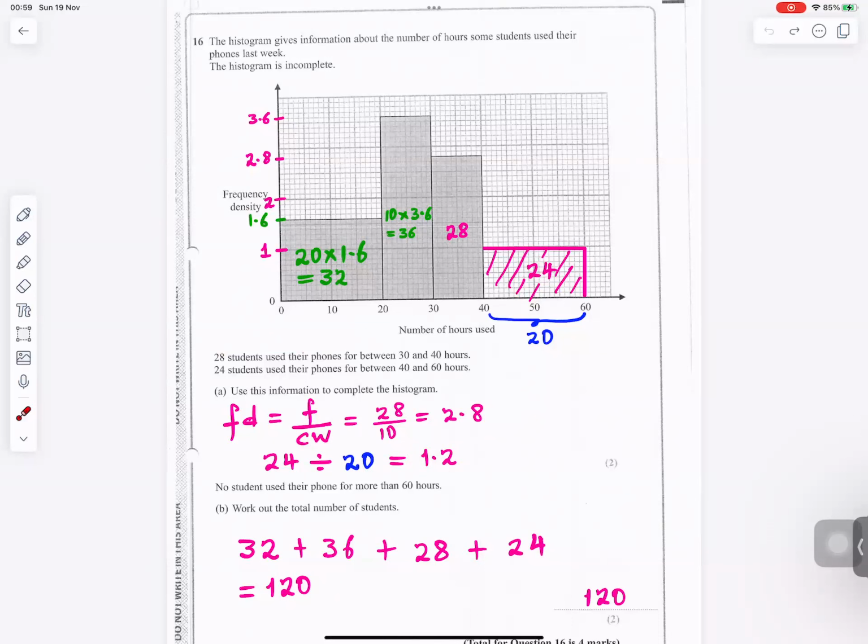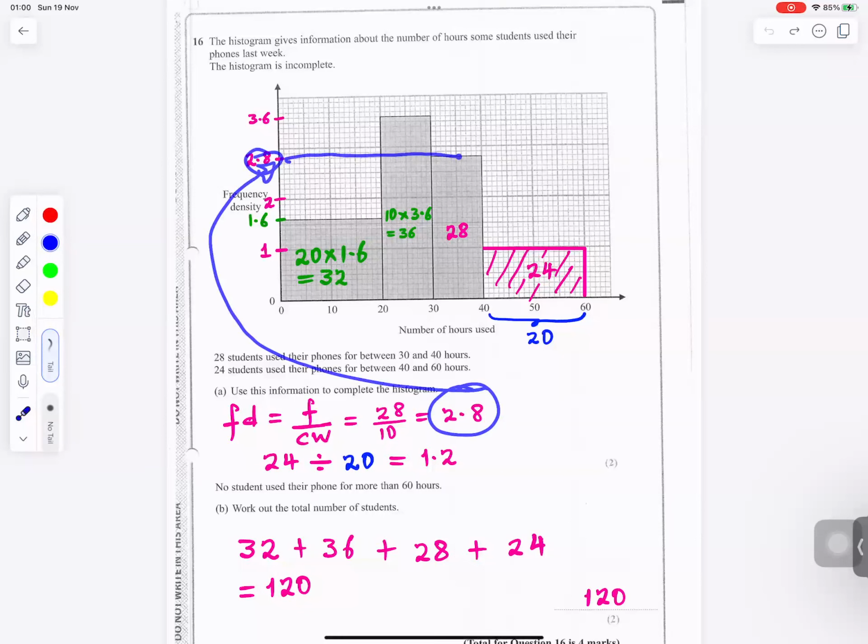It says no students used their phone for more than 60 hours. Work out the total number of students. So you see here we've got 2.8. The 2.8 goes there on the y-axis, the frequency density, and that relates to this one. 30 to 40 is 2.8. And then 1.2 for 40 to 60, so 1.2 would be just somewhere there.